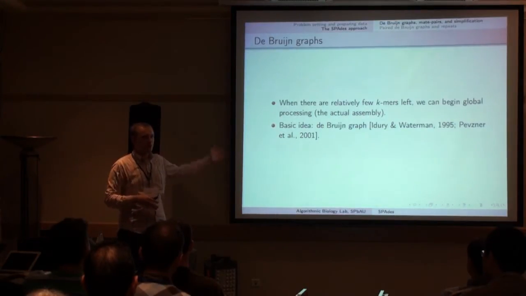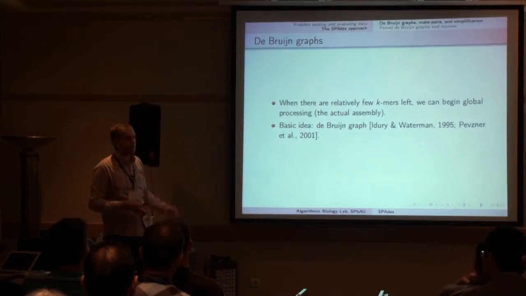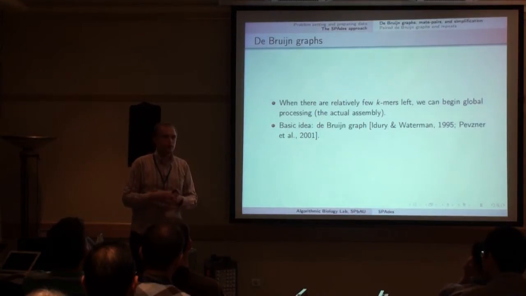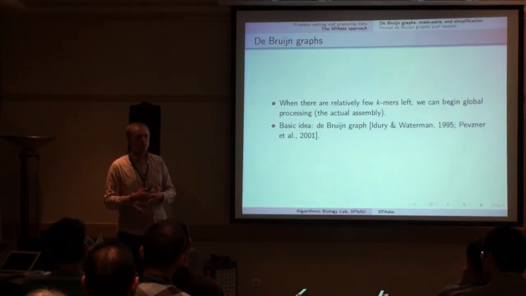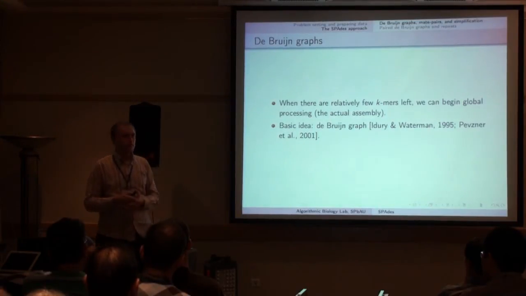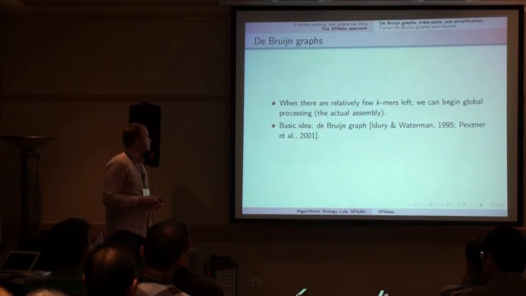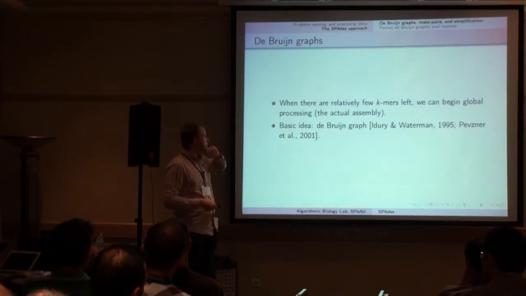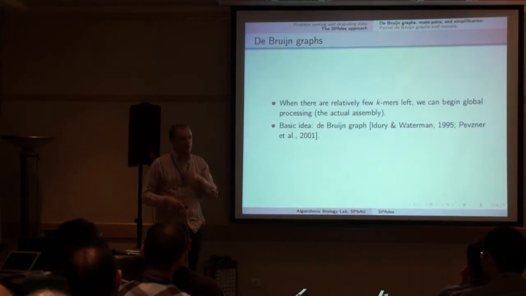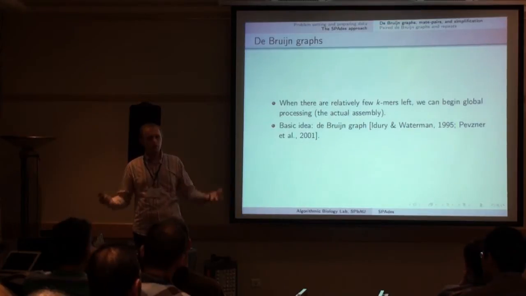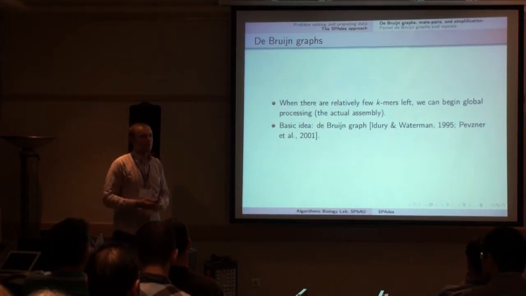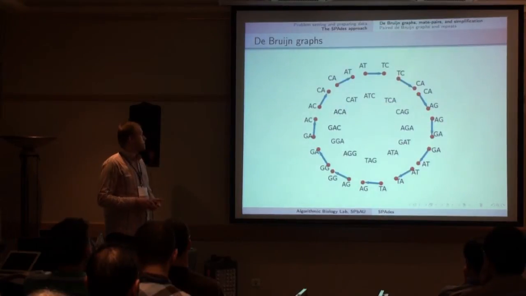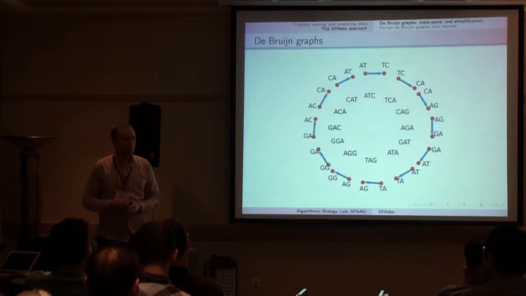In one example of our single cell E. coli data set, we go from 200 million k-mers down to about 30 million, which is a much more manageable number. And when we have relatively few k-mers left, we can begin looking at them on a global scale, which means we can begin to construct the De Bruijn graphs and we can begin the actual assembly. So, a quick reminder on the De Bruijn graphs.